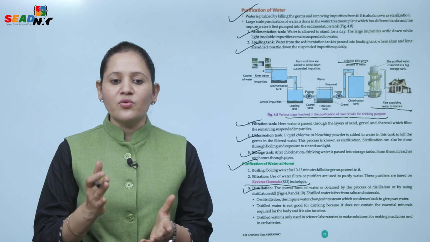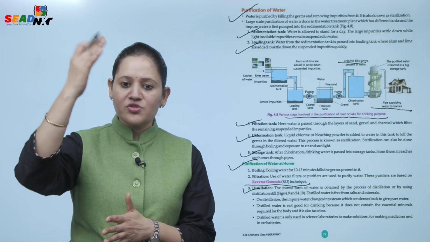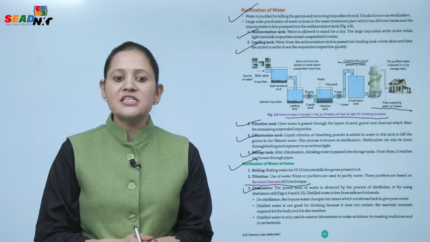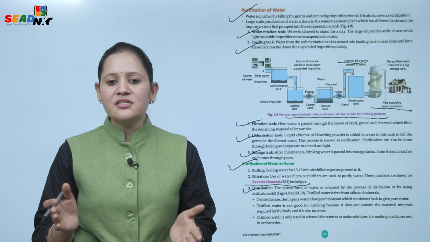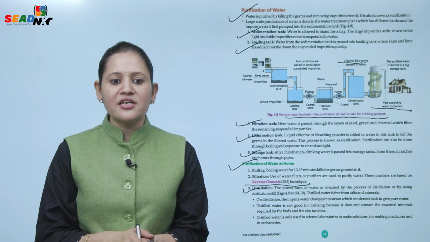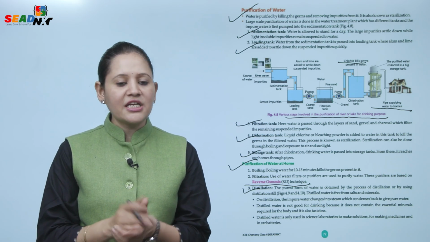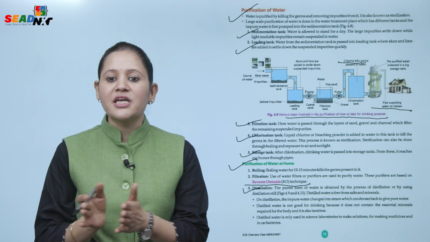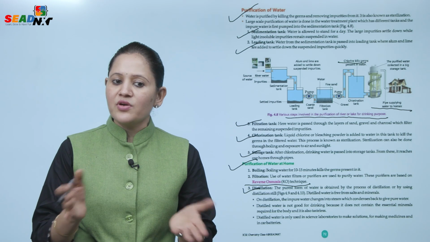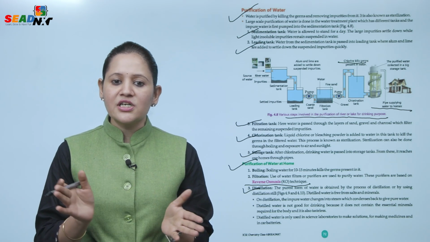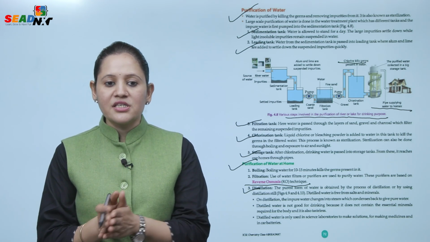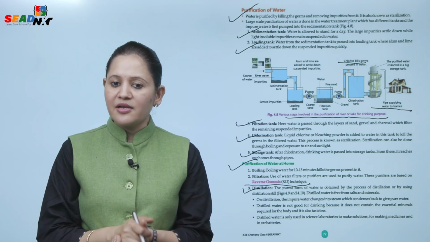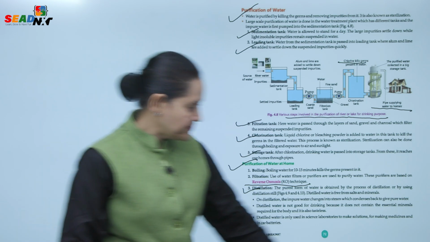So in distillation, what do we do? First we boil the water, it changes into steam, and then we condense it back and it changes into pure water. Distilled water is not good for drinking because it does not contain the essential minerals required for the body, and it is also tasteless. But distilled water is used in science laboratories to make solutions and for making medicine, and in car batteries and inverter batteries we use distilled water because it does not contain any salt or impurities. So it will not react easily. That's why it is used in laboratories and batteries.